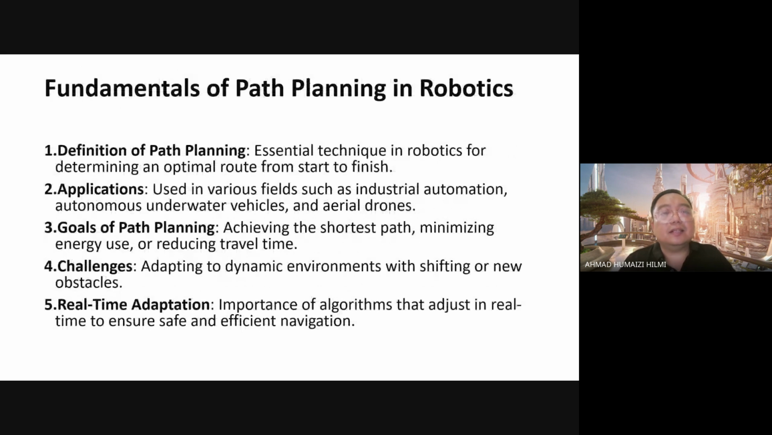Okay, and then fundamentals of path planning in robotics. This is the fundamental. You can see in my book, there is a chapter dedicated to the fundamentals of path planning. The goal is to achieve the shortest path, minimize the energy use, and reduce travel time. Challenges are to adapt to a dynamic environment with shifting or new obstacles. Real-time adaptation: the importance of algorithms that adjust in real time to ensure safe and efficient navigation. This is what fundamentally we want to achieve.